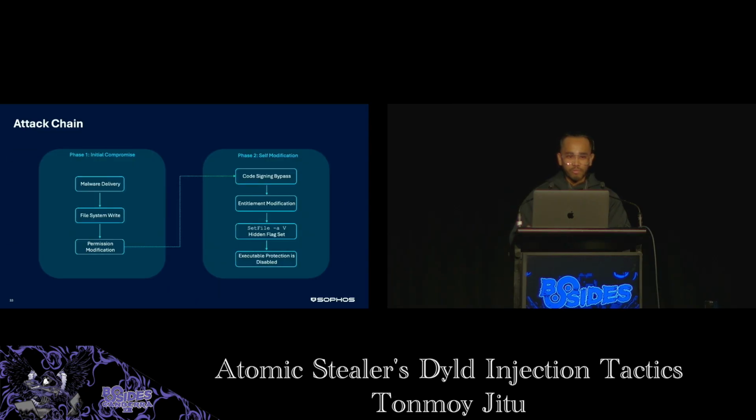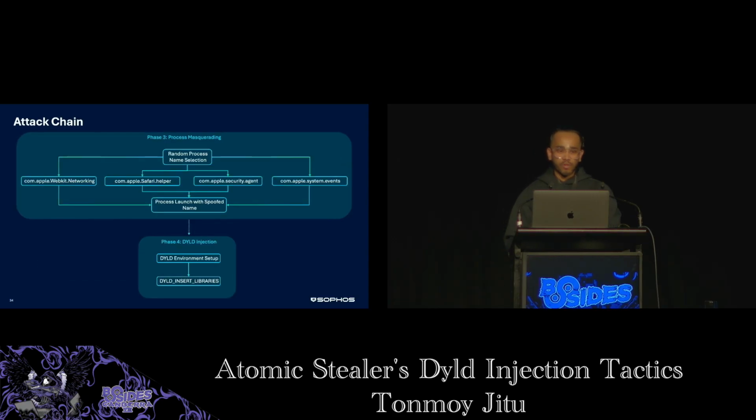If we look into the attack chain in more detail, there are 7 phases. The first one is the initial compromise, where you have the malware delivery itself. After the malware delivery, the file is written to the system or downloaded to the system. Then it goes into phase 2, which is self-modification, where it does code signing bypass. It adds itself permissive entitlements and sets itself as hidden. So you have the terminal running in the background, which is hidden. It also does process following by disabling memory protection so that it can write itself in memory.